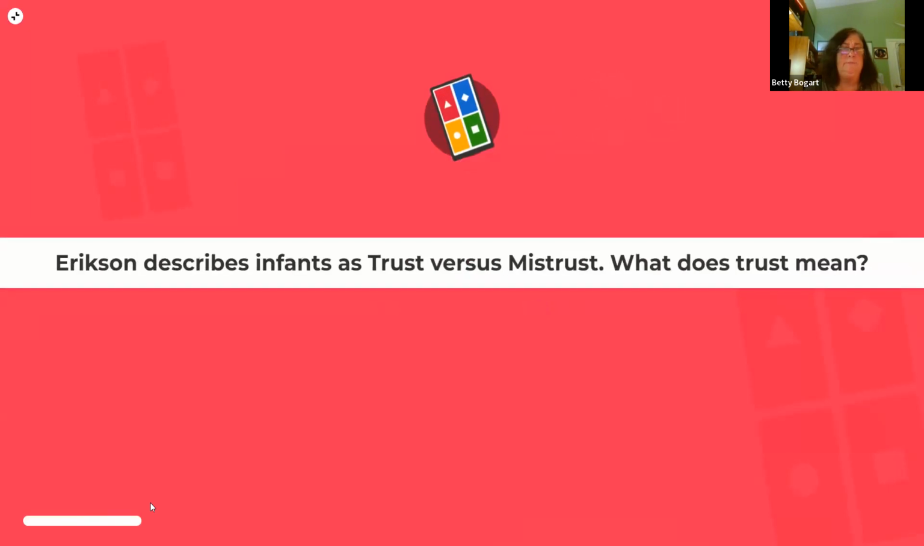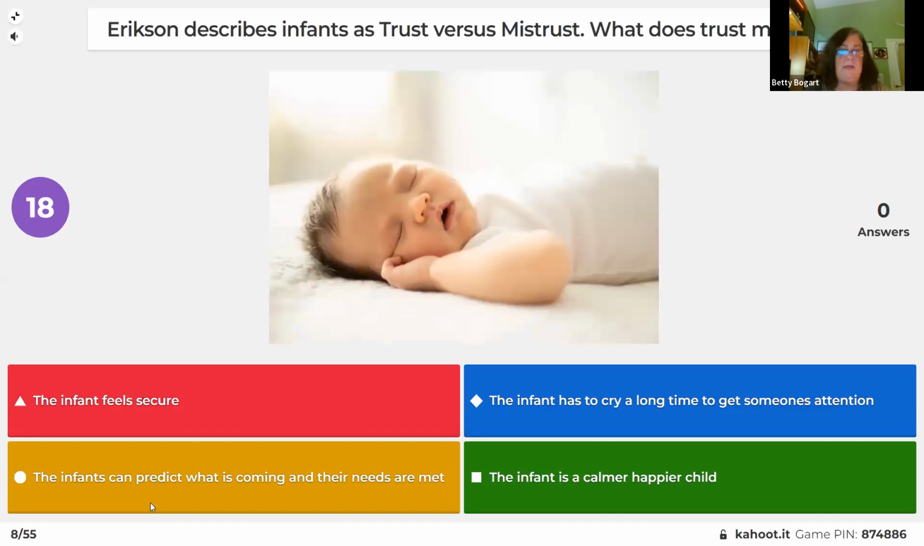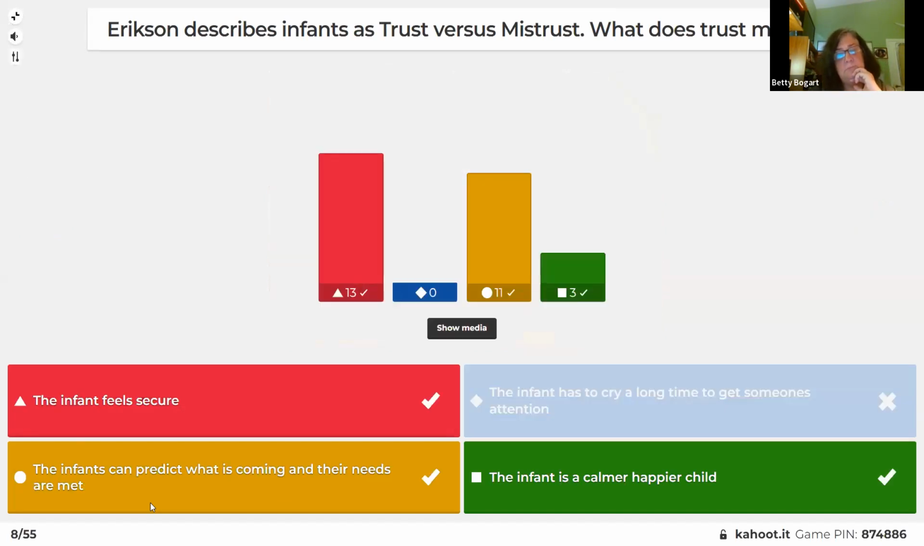Multi-select. Erikson describes infants as trust versus mistrust. What does trust mean? So you're going to see a child's going to feel secure. They know when they cry, mommy's coming. They predict what's coming. Their needs are met because they cried, and it always happens. And this child's going to be your calmer, happier baby. Good.